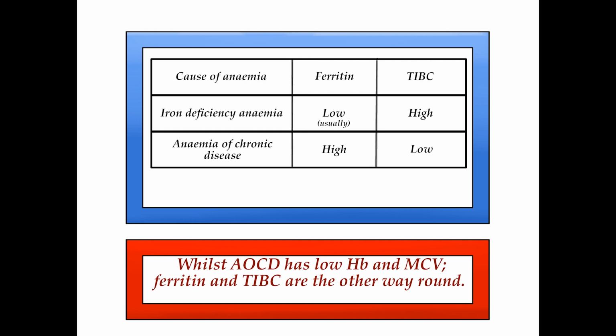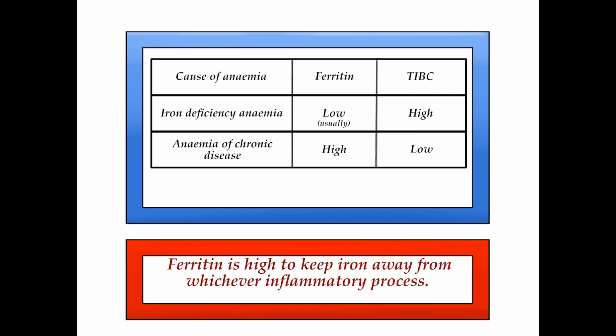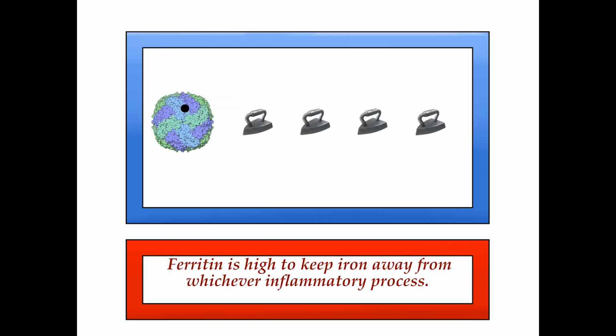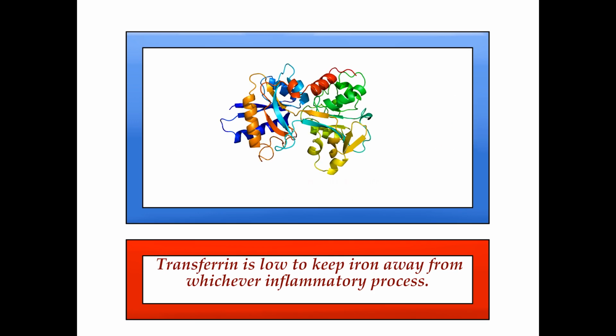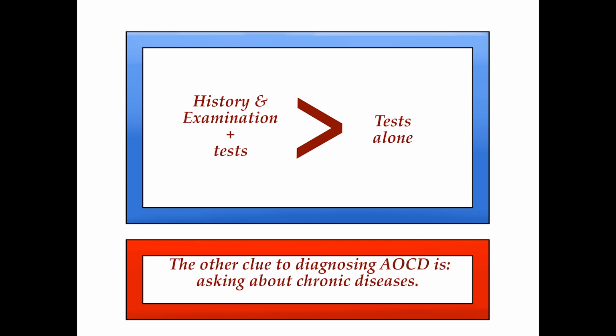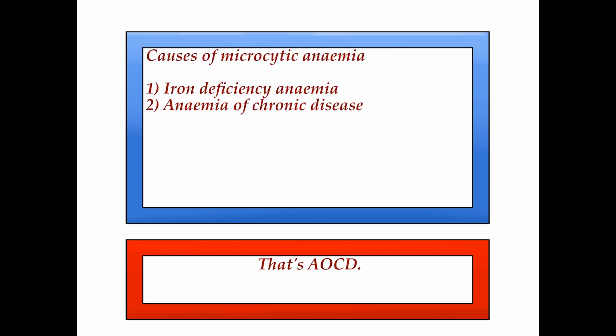Well, MCV's low, HB's low, but ferritin and total iron binding capacity are the other way around to iron deficiency anemia. So ferritin is high to keep the iron away from the bacteria that needs to divide, the tumour that needs to grow, whatever the inflammatory process is. Transferrin, and by extension TIBC, is low because we're keeping the easily utilisable iron away from the inflammatory process. The other big clue you can get for ACD is asking the patient if they have any sort of chronic disease. And that's pretty much it for anemia of chronic disease, except we'll come back to it in a bit.